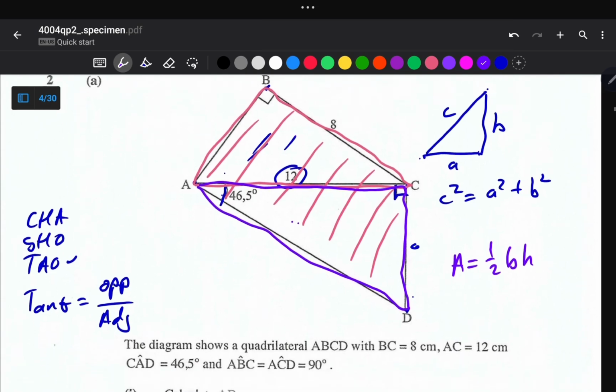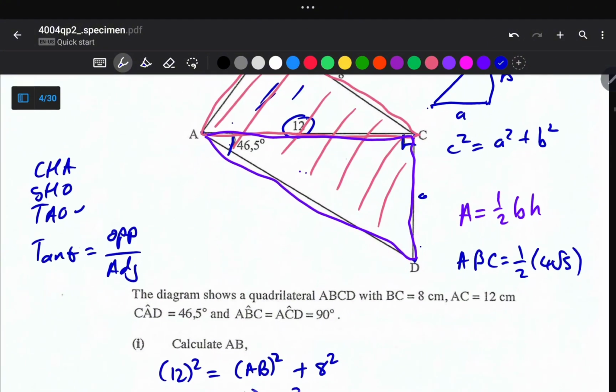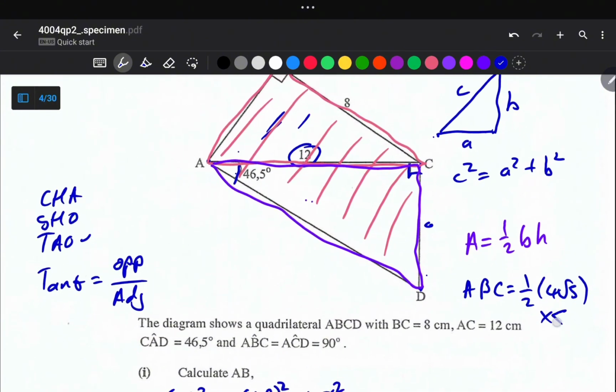So we can now say the area of triangle ABC is equal to half. Our base is equal to AB. What is the value of AB? It is 4 root 5, so half of 4 root 5 multiplied by our height, 8. So it is 0.5 multiplied by 4 root 5 multiplied by 8, which gives us 16 root 5. So this is the area of this triangle ABC.